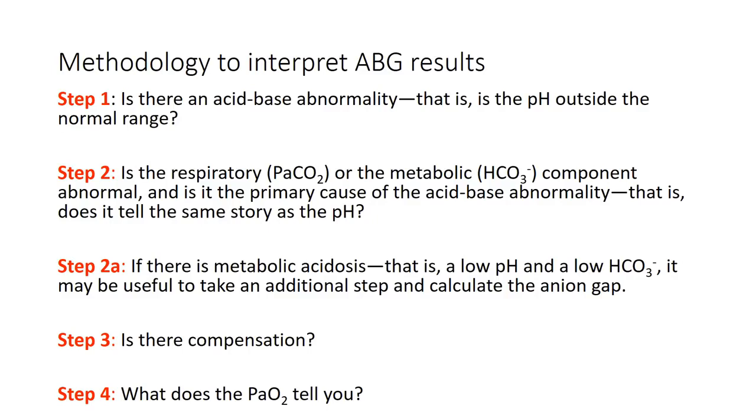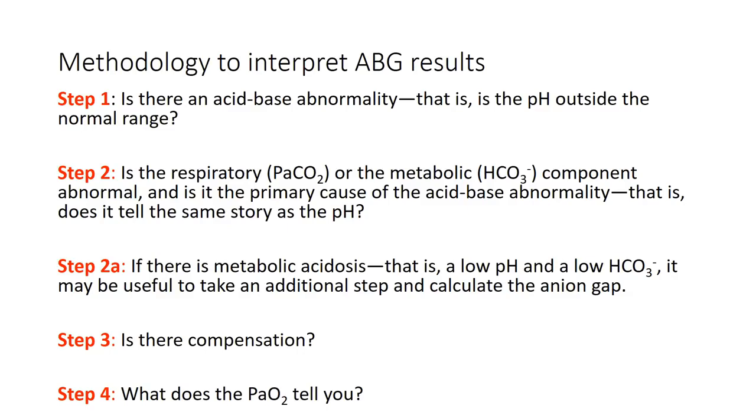I'm now going to give you a stepwise approach to looking at arterial blood gas results. Step 1. Is there actually an acid-base abnormality? That is, is the pH outside the normal range? If it's higher than the normal range, we know it's an alkalosis. If it's lower than the normal range, then we know the patient has an acidosis.